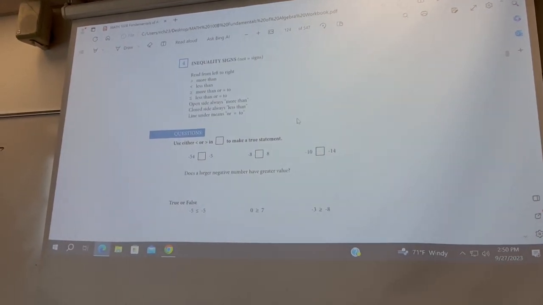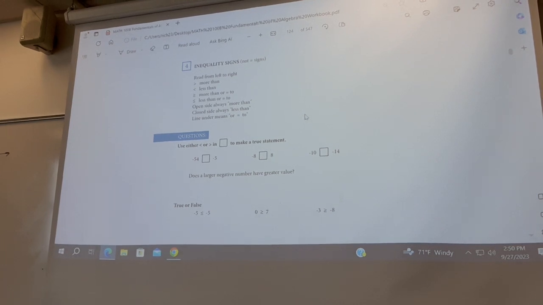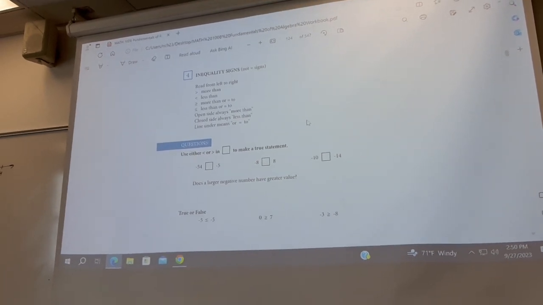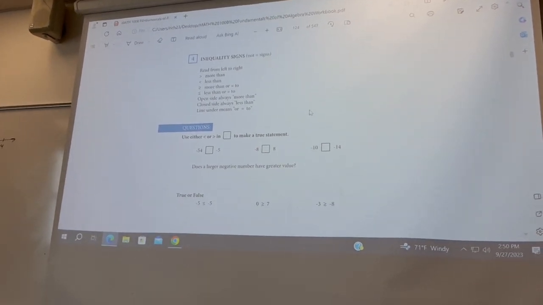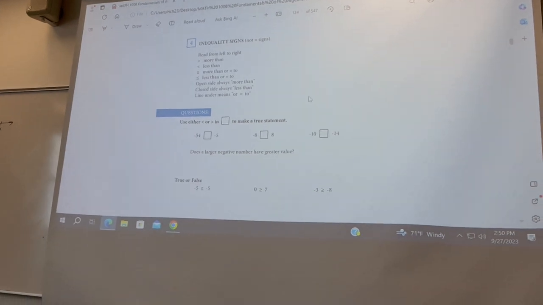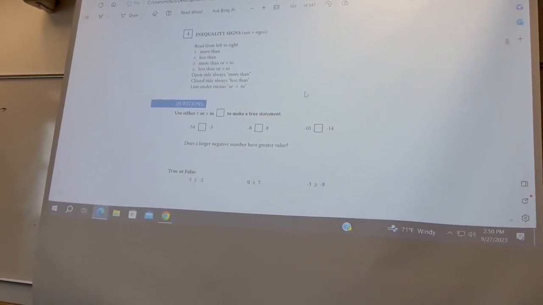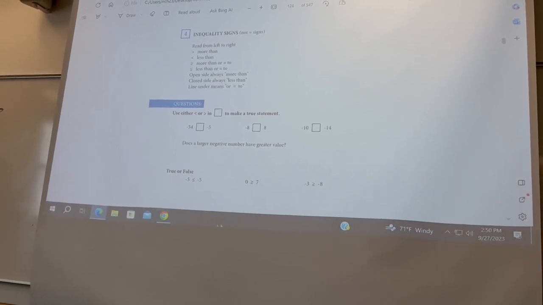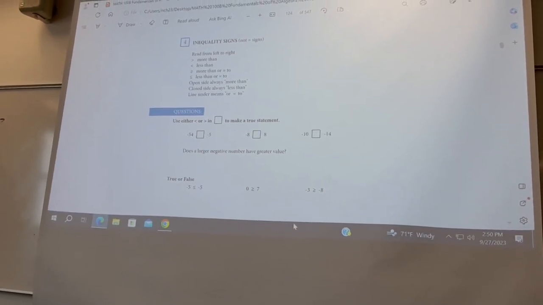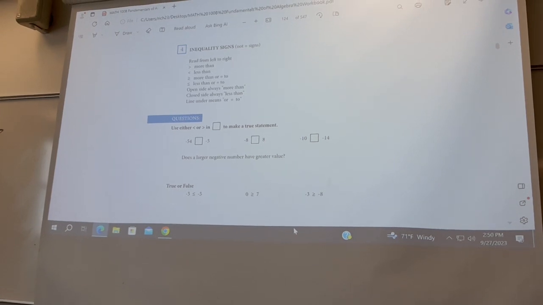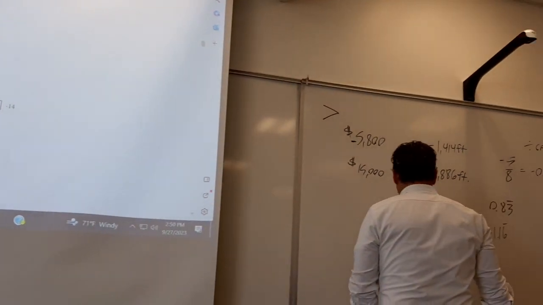Inequality signs. An inequality sign, whenever we put the word "in" in front of something, it means not. So literally translated, inequality means not equal. An inequality sign means it's not an equal sign. We read these from left to right. To show you this really quick, this means more than. Agreed?